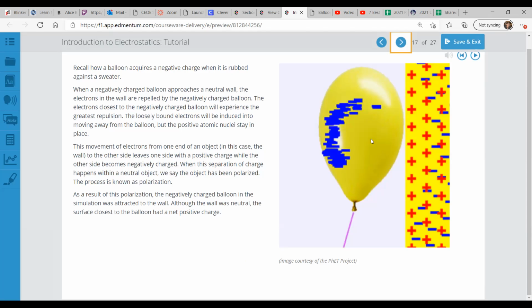When this separation of charge happens within a neutral object, we say the object has been polarized. The process is known as polarization. As a result of this polarization, the negatively charged balloon in the simulation was attracted to the wall. Although the wall was neutral, the surface closest to the balloon had a net positive charge.